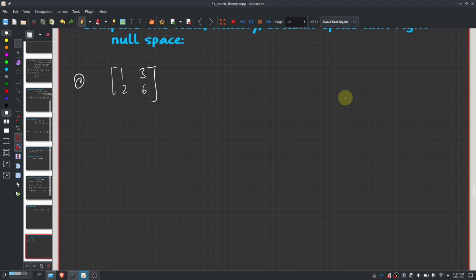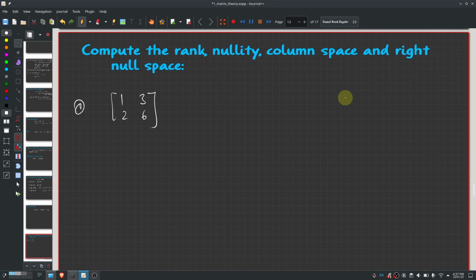Right. So let's just do a very quick example. Let's compute the rank, nullity, the column space, and the right null space for this particular matrix. The row rank is always equal to the column rank. But the dimension of the right null space is not equal to the dimension of the left null space. Okay. But the number of linearly independent rows is always equal to the number of linearly independent columns. If you've not seen a proof of that before, you can just go through any standard text in linear algebra.